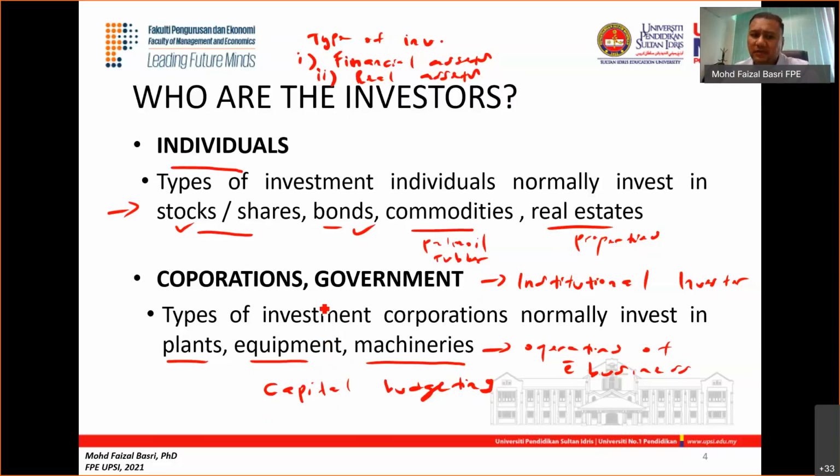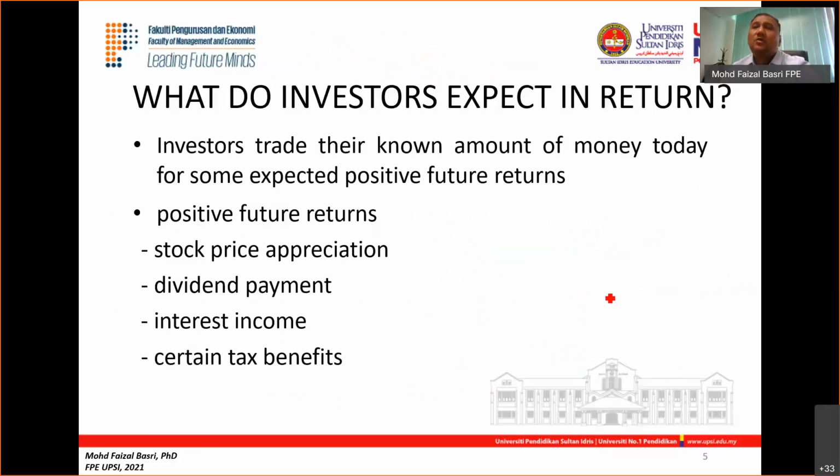So yeah, these are the investors. You just need to remember we have two types: individuals and the non-individuals, which is the institutional investor. So what do investors look for in their investment? The most obvious, they want returns. So what kind of return? Here we want to see the types of returns. This is applicable both for individuals and for institutional investors; their expectations are the same.